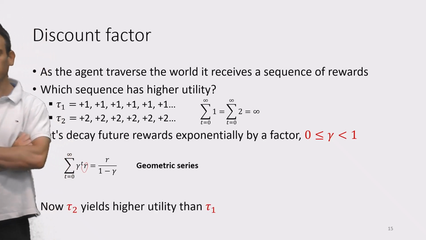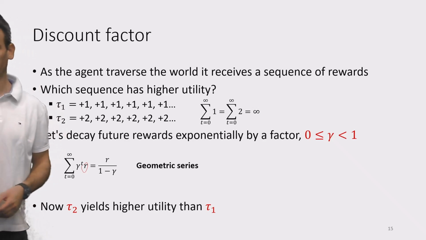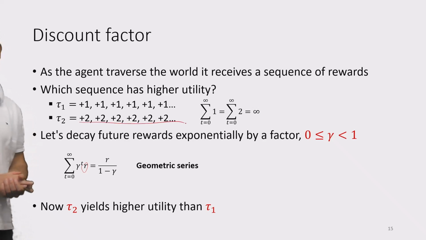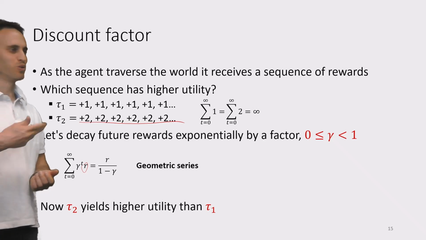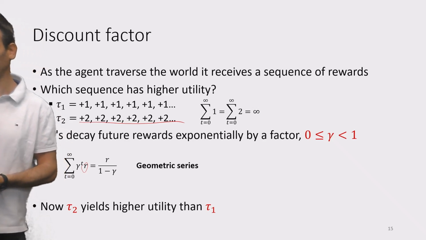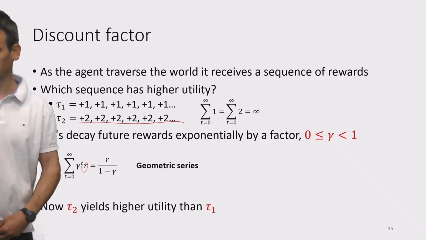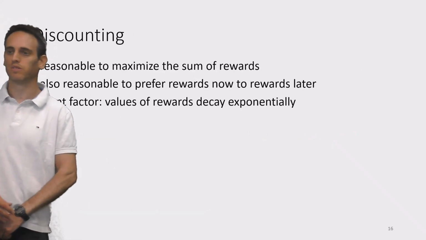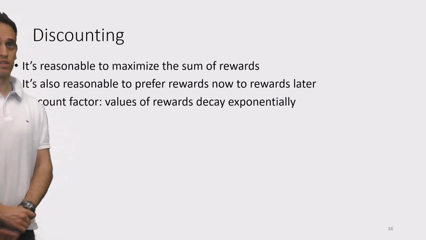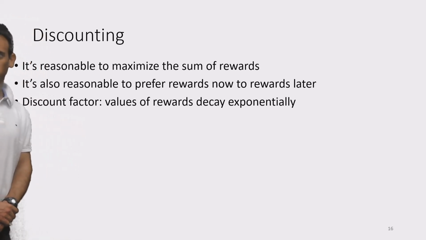Okay, and now if you do use a discount factor, trajectory 2 that yields a plus 2 reward over and over again is better. It actually yields higher utility compared to trajectory number 1 that yields a continual stream of plus 1 reward. And so this leads us to the idea of discounting, the discount factor, which we'll discuss now.